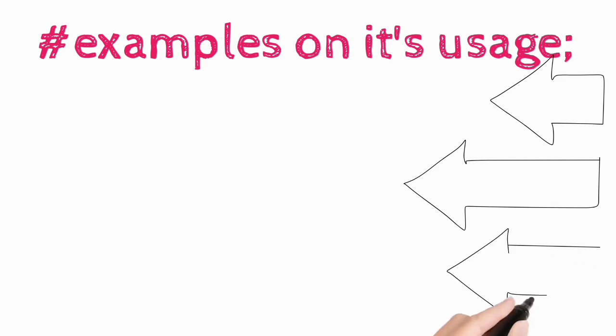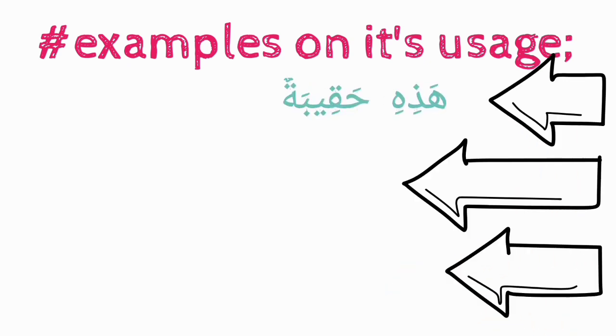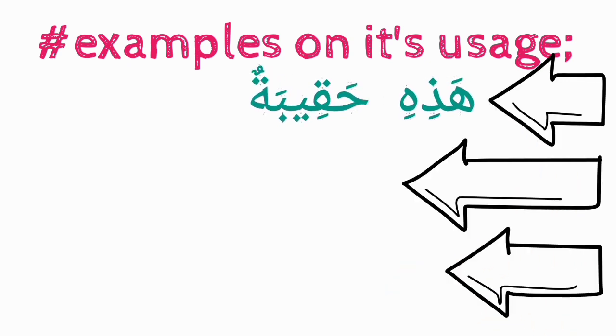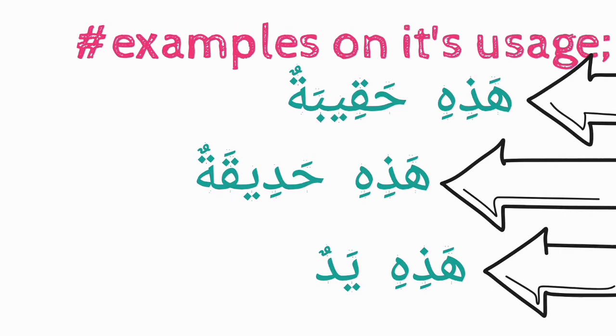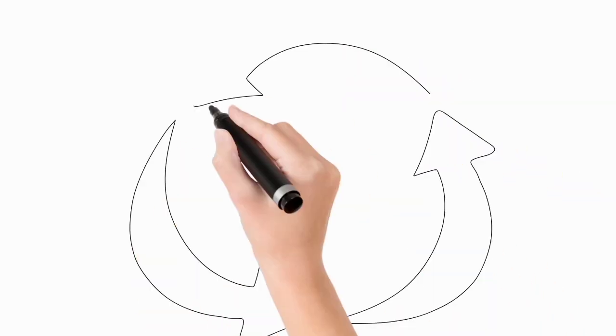Now, examples on its usage: we have here hazihi hakibatun, this is a bag. Hazihi hadiqatun, this is a garden. Hazihi yadun, this is a hand.